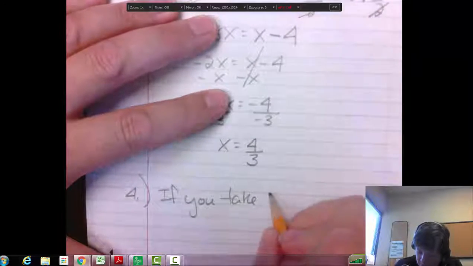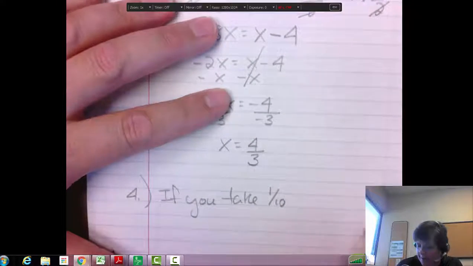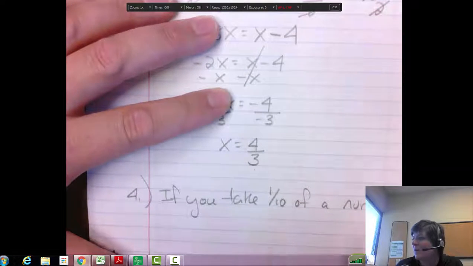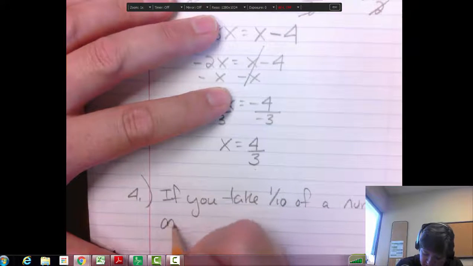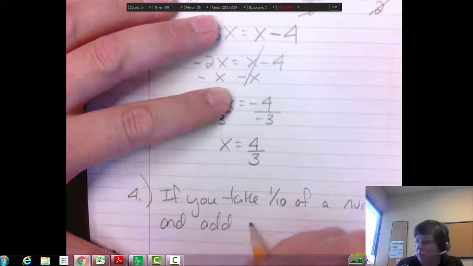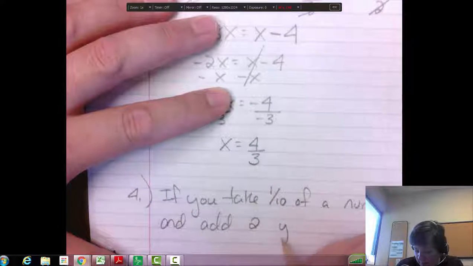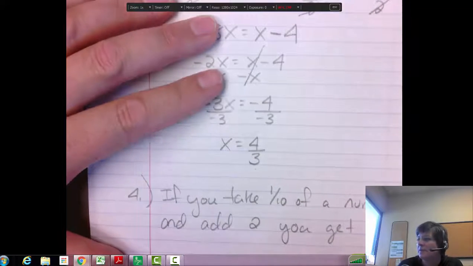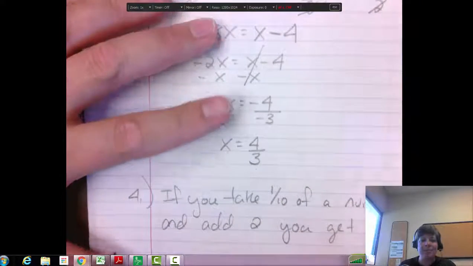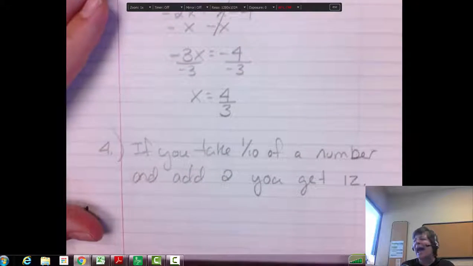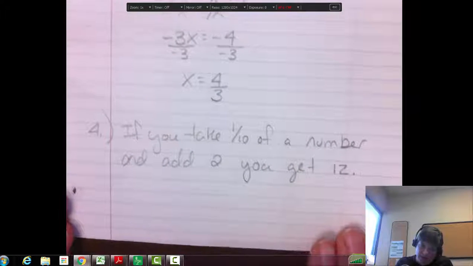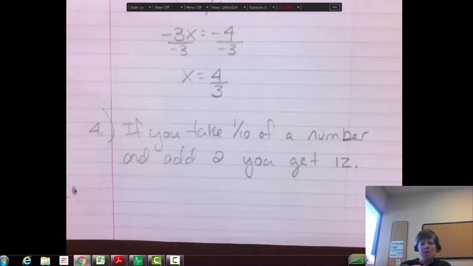If you take 1/10 of a number and add 2, you get 12. Let x represent your original number. How would I write this as an equation and then solve it? So if you take 1/10 of a number and add 2, you get 12. How do I write that?